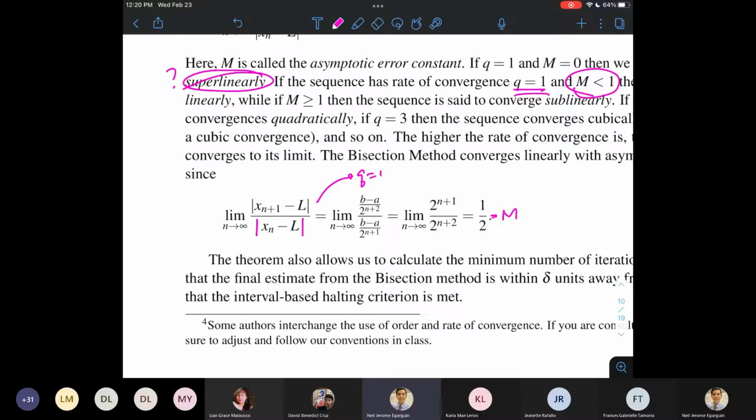Kasi si Q, some authors will say that Q is desired to be an integer. Pero dun sa definition natin ginagamit, hindi required na si Q ay integer. Kasi yung ibang author gusto nila ay integer para masabi na siya ay linear, quadratic, cubic, quartic, or quintic, and so on, yung rate of convergence. But in practice, Q need not be an integer at all. So, medyo problematic yung paghanap. Kasi may tatlong possibilities lang naman. M is 0, M is a non-zero constant, and M is infinity. Alright? So, yun. Parang trial and error siya talaga.